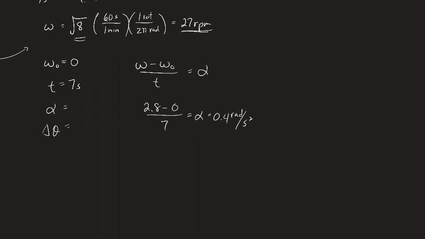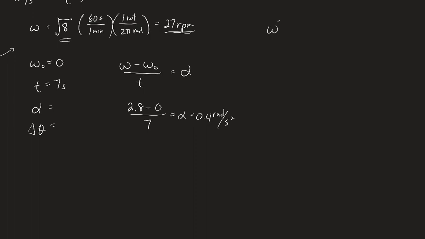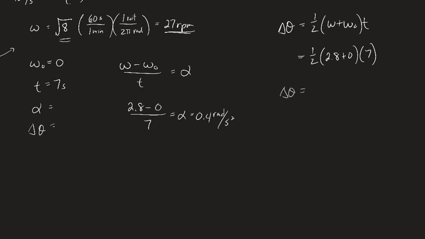So I'm going to use omega squared plus omega naught squared equals 2. No, I'm not going to use that one. Why would I do that one? I'm sorry, that's a misdirect. That's Mr. Shelton not thinking it through. I want delta theta equals 1/2 (omega plus omega naught) times t. I think that's the best one to use. So this would be 1/2 (2.8 plus 0) times 7. I have no idea what that is, but that's in radians. So 0.5 times 2.8 times 7.